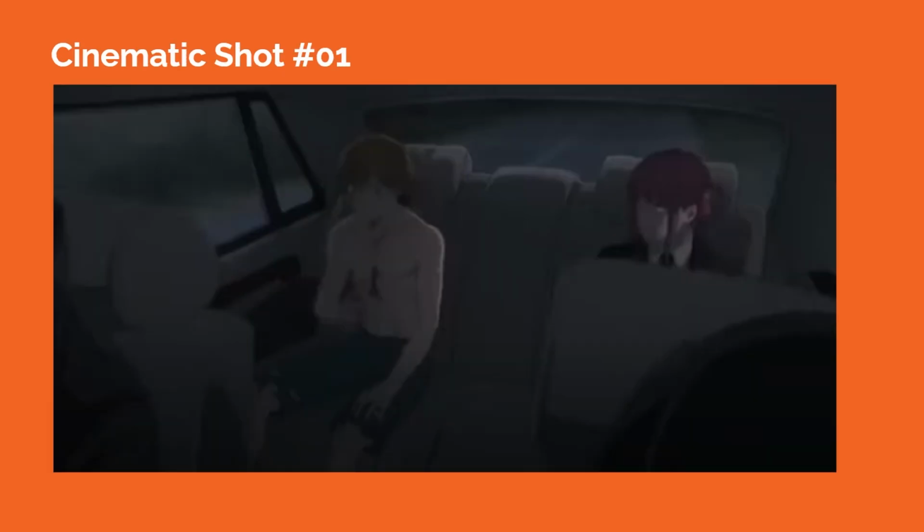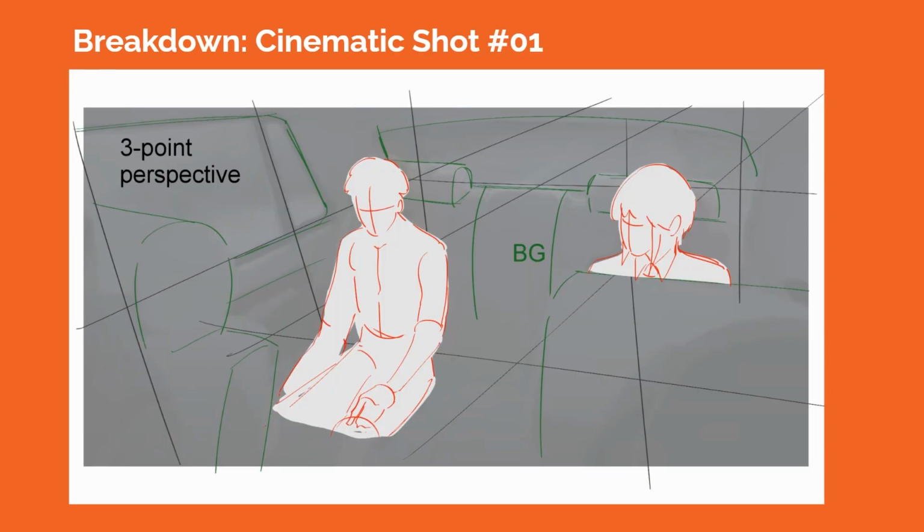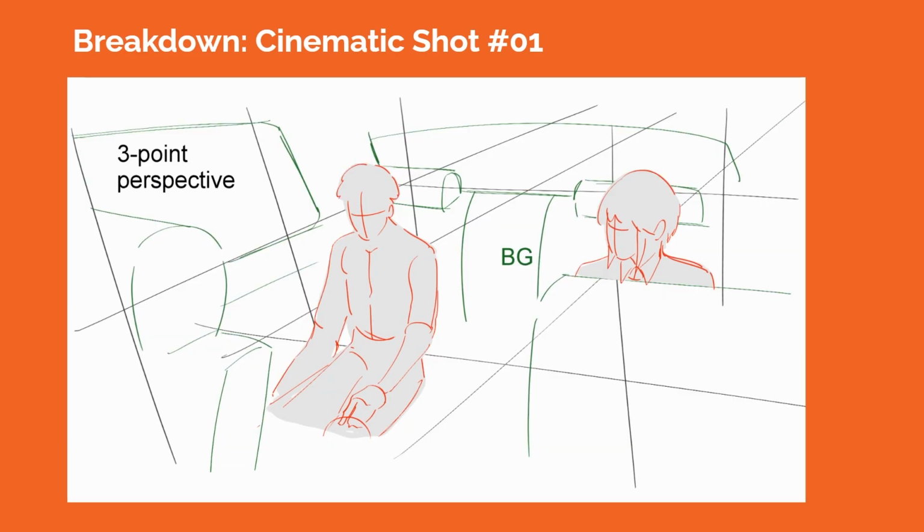In cinematic shot number 1, Denji and Makima are sitting in the backseat of a traveling car. It looks like a slightly wider lens is used with the camera pointed down to create a 3-point perspective. Denji and Makima are the focus of the shot, so the characters in the front seats are blurred to help create depth in the shot. This kind of wider shot helps to establish context and tells us more about the environment of the scene.